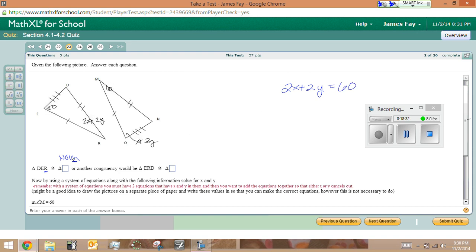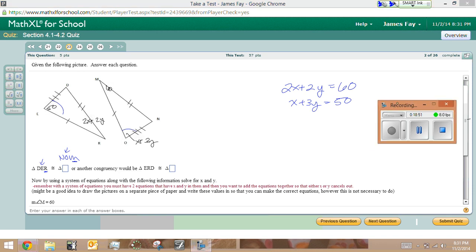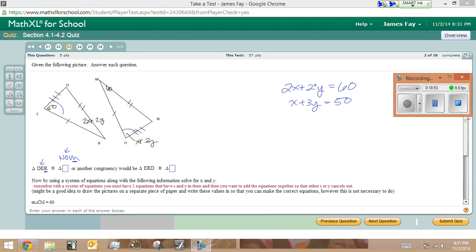We also know that E, which is the second letter, and O, which is the second letter, have to be the same. So I'll take x plus 3y equals 50. Okay, set up a system here, because they both have two variables, two equations. I want to get my x's to cancel, so I'll multiply this bottom one by -2, becomes -2x minus 6y equals -100.